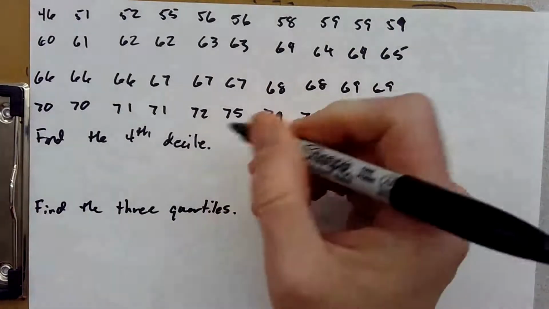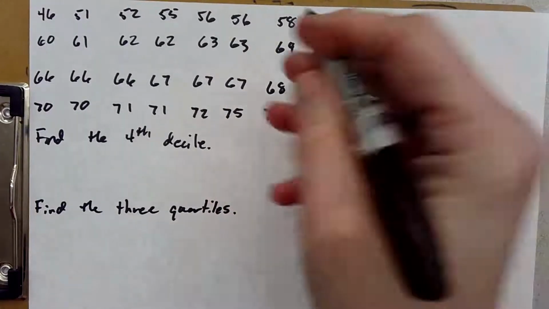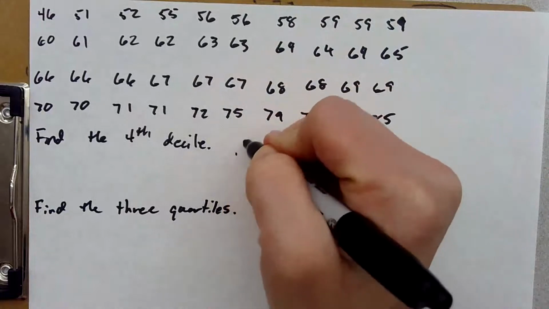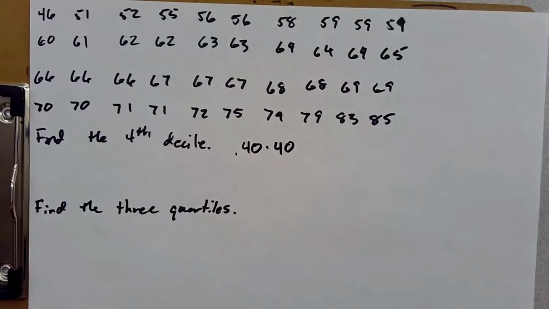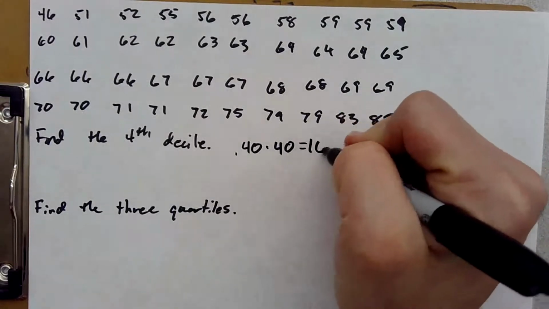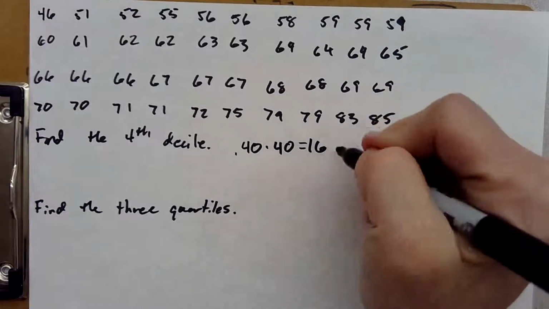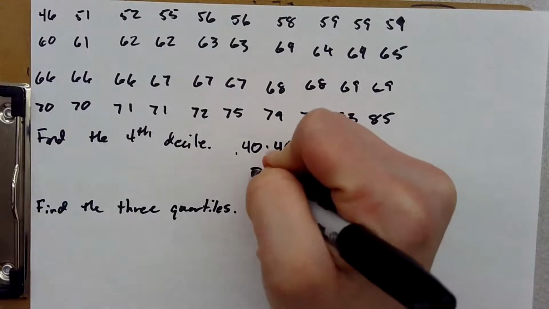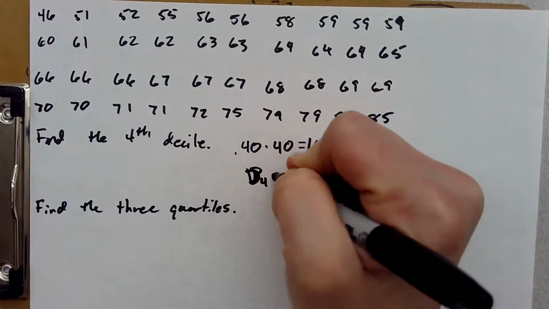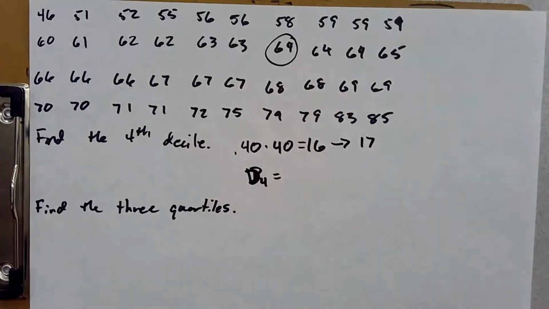So what we do is we take 0.40 times 40, which gives us 16. So we'll round up to the 17th value. So D4, the 17th value, is 64.